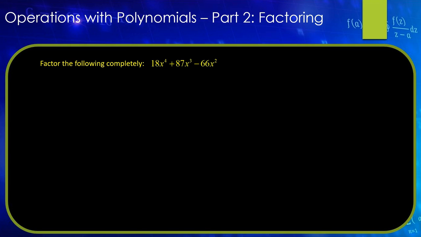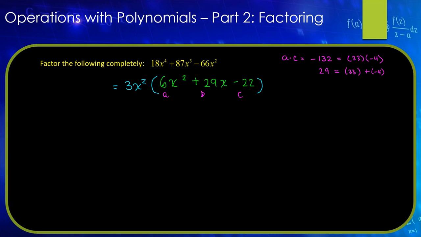So when I look at this, the 3 will factor out of all three coefficients. The highest power of x that all three of these have is x squared. So I factor out a 3x squared, leaving me with 6x squared plus 29x minus 22 inside the parentheses. Now this has been broken down a little bit, with A being 6, B being 29, and C being negative 22.